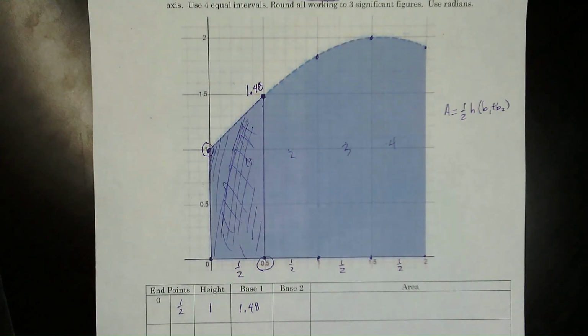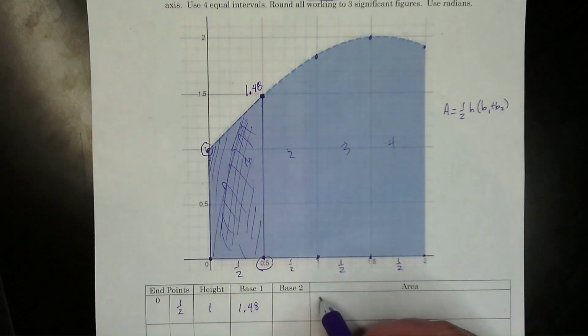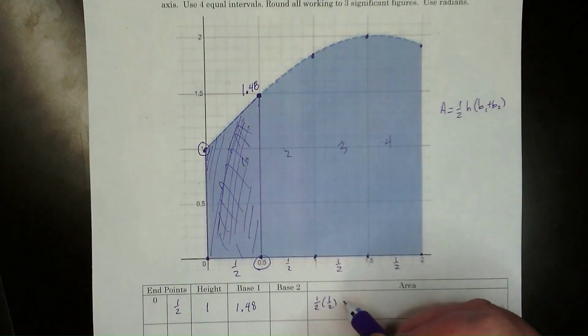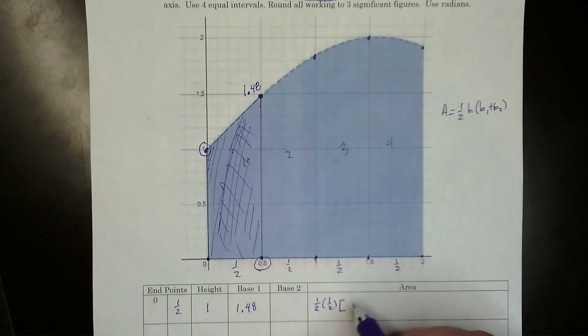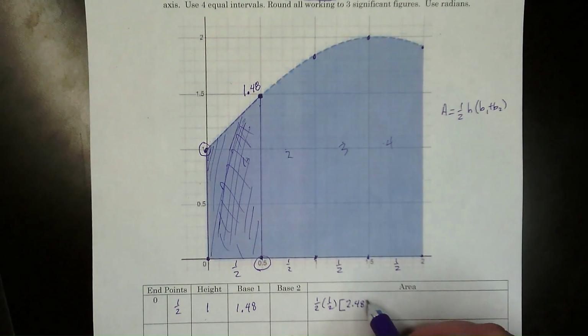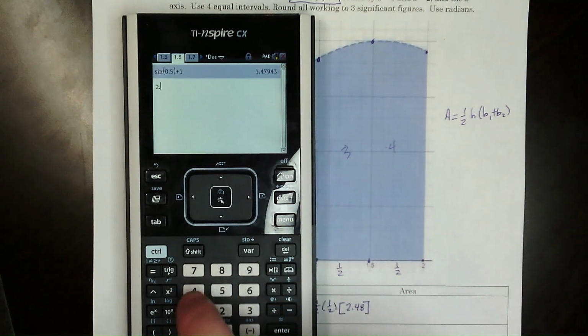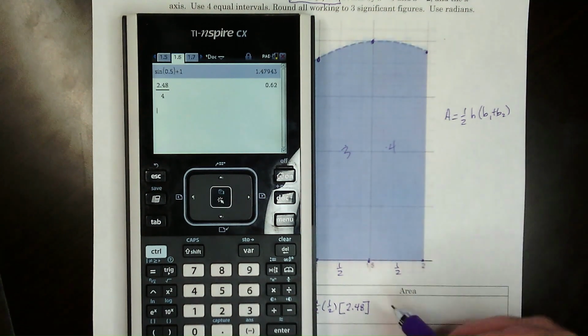So that's enough information. So 1/2 times 1/2. So 1/2 of the height, right? The height is 1/2. So 1/2 of 1/2, and then the sum of the bases. So 2.48. Right? So 2.48. Well, it's going to be 0.62. So 2.48 divided by 4, of course, 0.62.